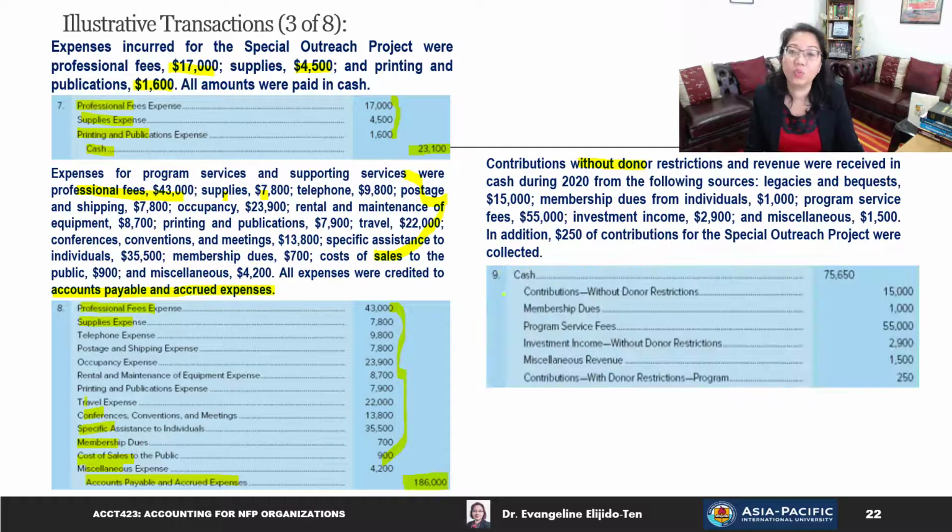All right. Next, contributions without donor restrictions and revenue were received in cash during 2020 from the following sources. So again, we will be entering that by debiting cash because it says received in cash. All these revenues were received in cash during 2020.